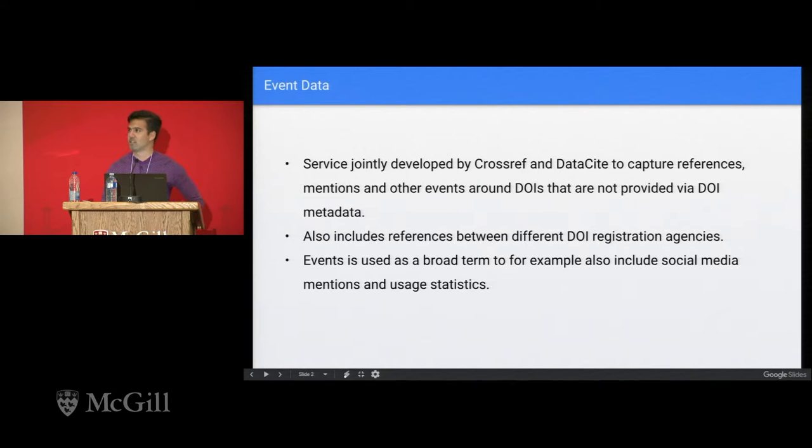So what can you do with event data? Publishers can obtain relationships of their publications with data sets, and repositories can obtain citations of the data sets from publishers. But what I want to show today is how to use event data to actually analyze and look at data citations from a broader perspective.